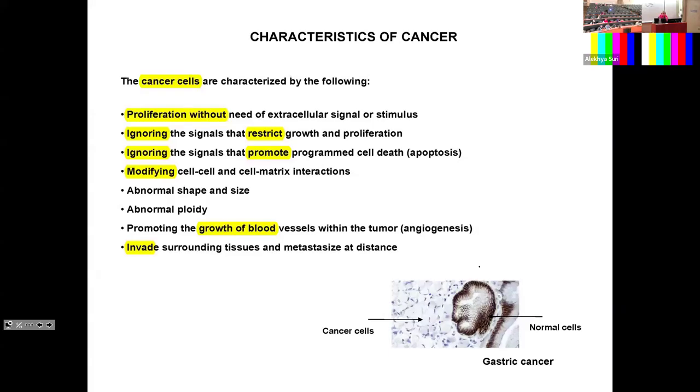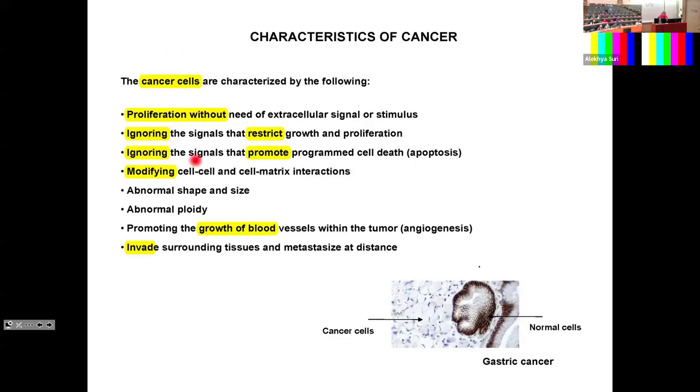So cancer cells are characterized, and here is a summary of all the characteristics that they have. First, they proliferate without need of extracellular signal or stimulus. I always tell the students we are going to see the receptors and the signaling. It's kind of like a short circuit, right? So then you have continuous signaling that the cell has to divide and proliferate, but you don't have any extracellular stimulus. That is because there is a dysregulation in some part. It could be a receptor, it could be the ligand. We are going to see that.